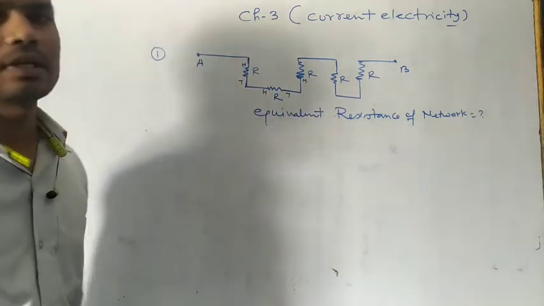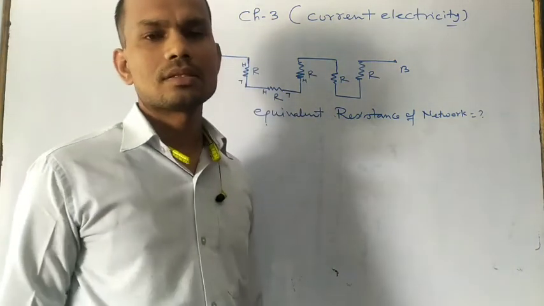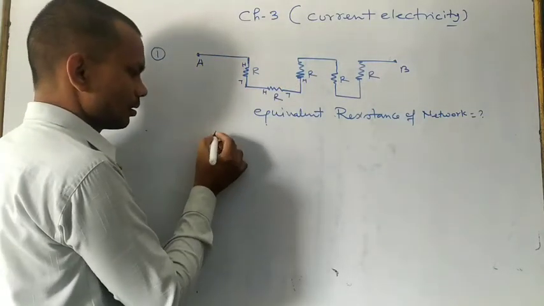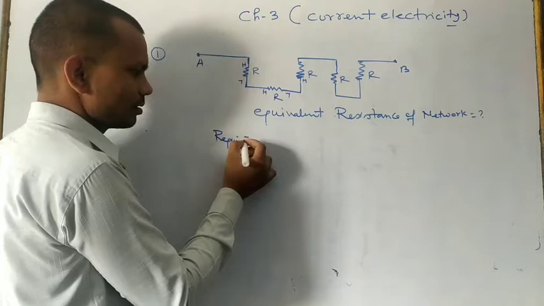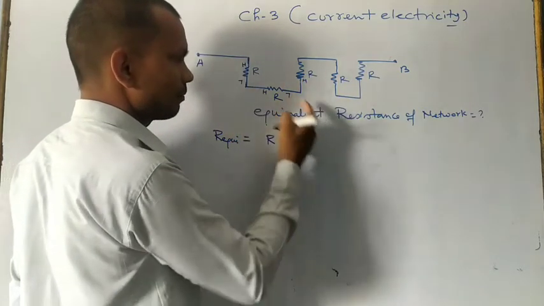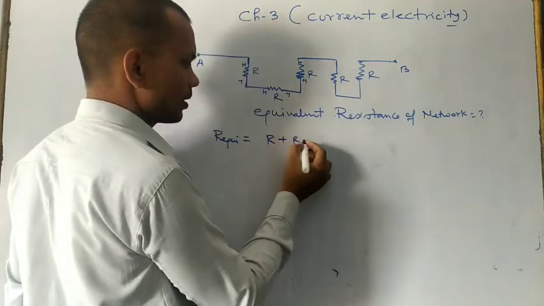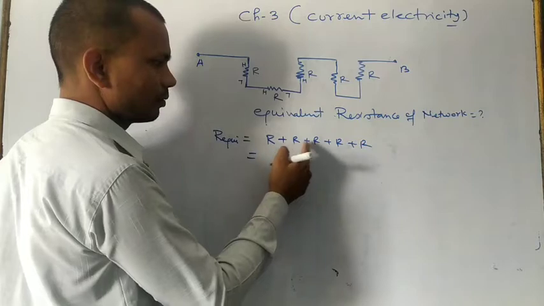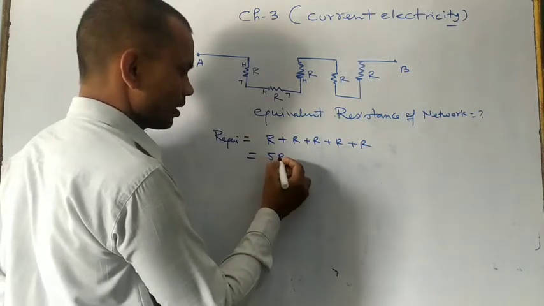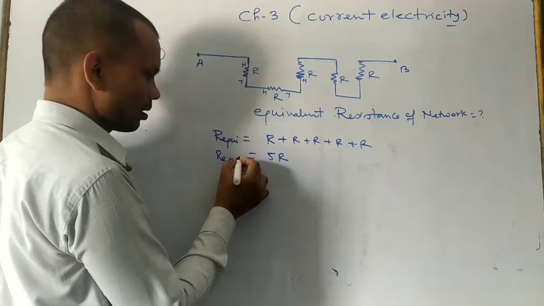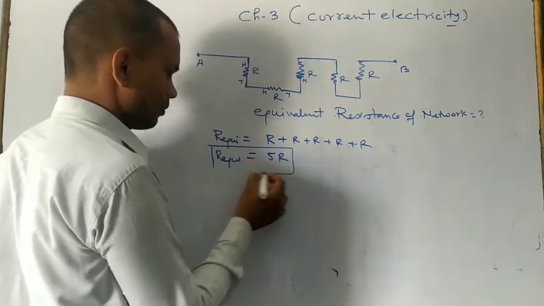So this is the head to tail arrangement, therefore all the resistances are connected in series. If you want to find the equivalent resistance, R equivalent is equal to R plus R plus R plus R plus R, since 5 resistances are there. So how many are there? 1, 2, 3, 4, 5. So this is 5R. This is the equivalent resistance of the given network.